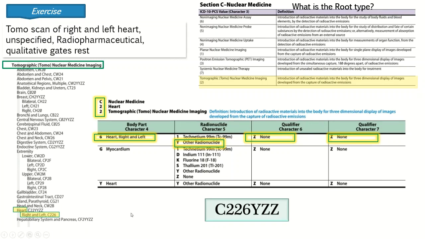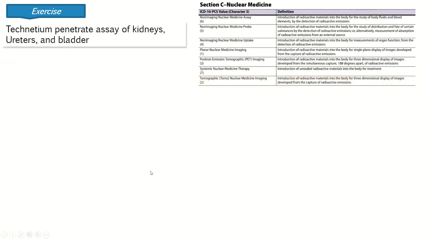All right, we've got another exercise. Technetium. I know I'm saying it wrong, I'm going to still say technetium. Technetium pentetate assay of kidneys, ureters, and bladder. All right, coders, look to your right and tell me, what is the root type? I'll give you a moment. And if you said non-imaging nuclear medicine assay, the keyword is assay.